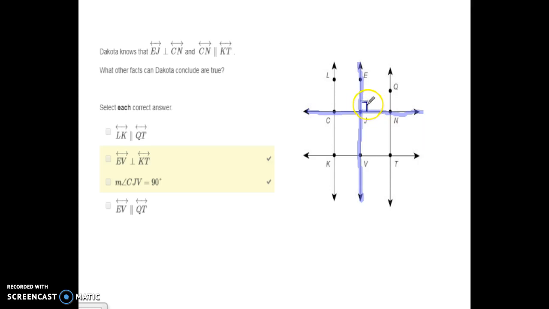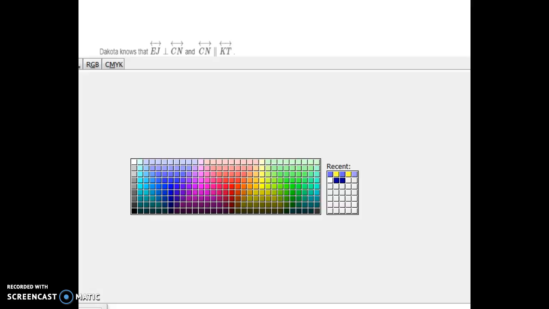So remember, if we've got this as a right angle, all of these angles here are going to be 90 degrees, right? Just remember that. They're all 90 degrees, and they form right angles. So those two are perpendicular. CN and KT are parallel. So let's denote those in a different color here.